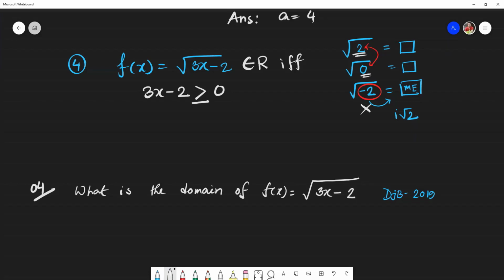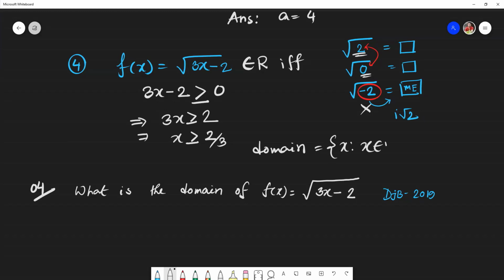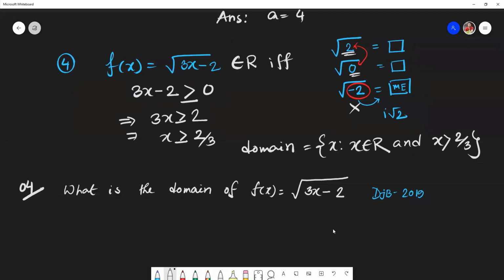That's why we can write the two conditions together: 3x minus 2 is greater than or equal to 0. So now do the result here. 3x is greater than or equal to 2, or x is greater than or equal to 2 by 3. So the domain of the function is x belongs to R, and x must be greater than or equal to 2 by 3. So now you can review your answer with me.